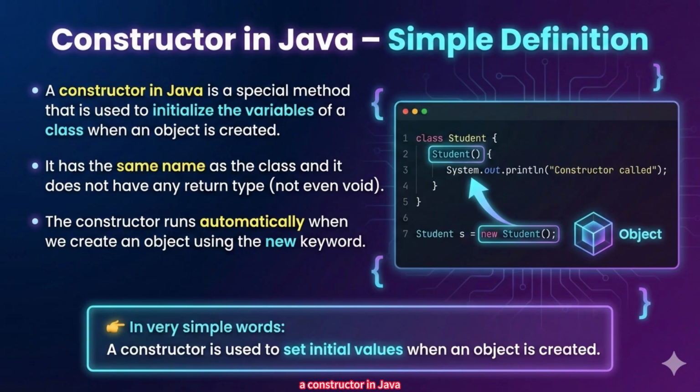A constructor in Java is a special method that is used to initialize the variables of a class when an object is created. It has the same name as the class. No return type, not even void. Very important point. A constructor runs automatically when we create an object using the new keyword. In very simple words, a constructor is used to set initial values when an object is created.